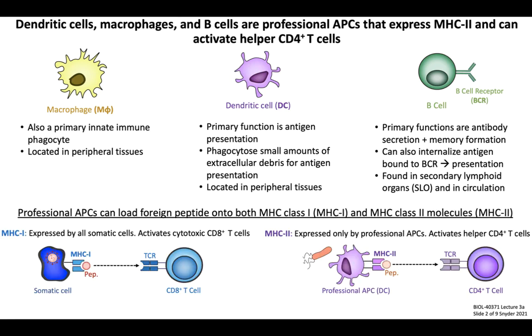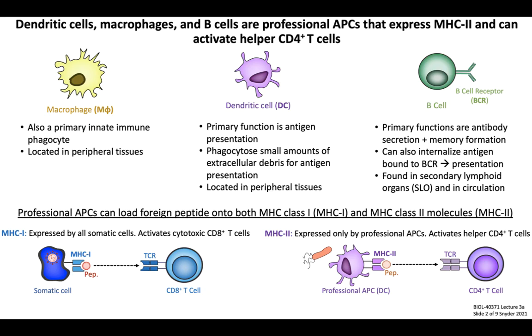Now, what exactly defines these three cell types as being able to function as professional antigen-presenting cells? This simply refers to the fact that these cells can present antigens on both types of MHC molecules, which are MHC Class 1, or MHC1, and MHC Class 2, or MHC2.